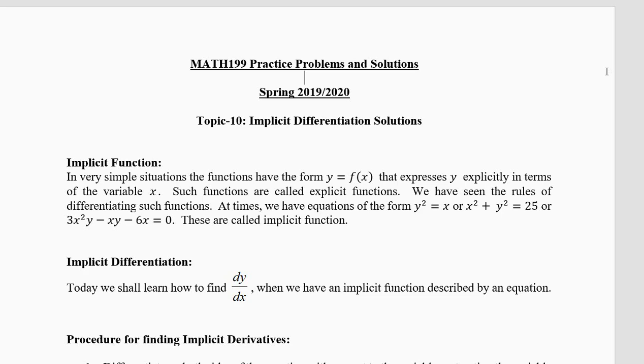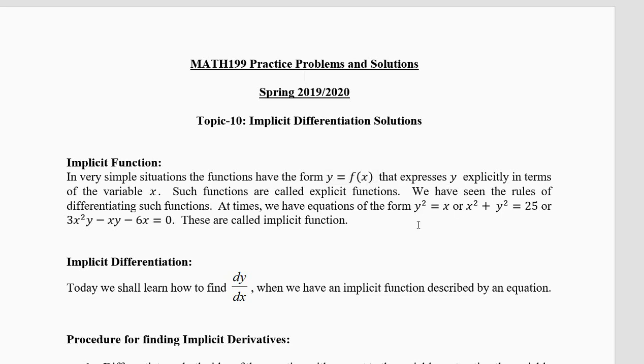Before doing implicit differentiation, we have to know what an implicit function is. Ordinary functions have the form y equal to f of x. Y is on the left, and on the right hand side you have only x, a function of x, and there is no y on the right. Such functions are simple and are called explicit functions.